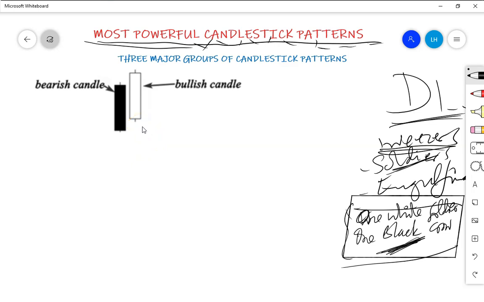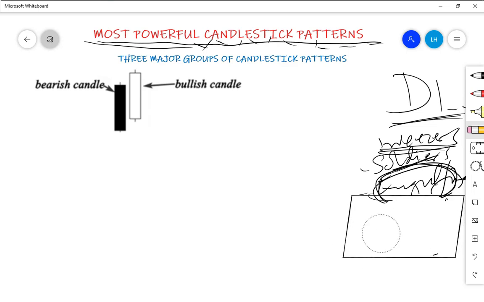So we are through with what we call the soldiers and the crow. The last pattern in a die is the engulfing pattern. Now that is the last category in a die candlestick pattern, whereby those engulfing patterns are of two categories.